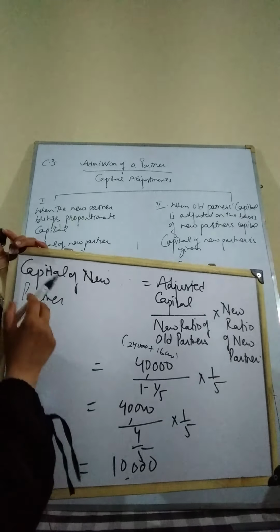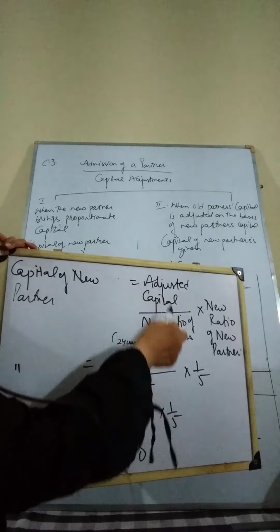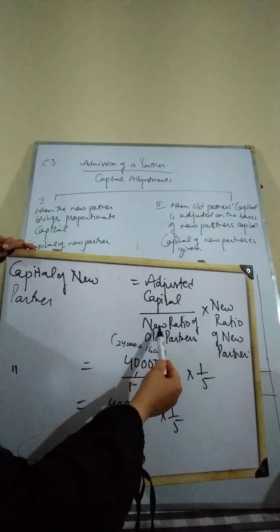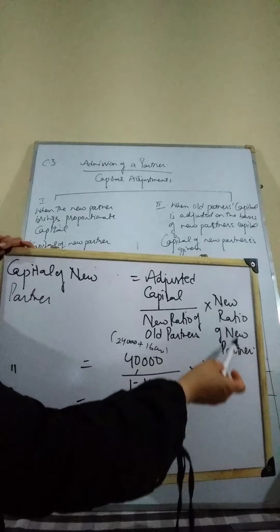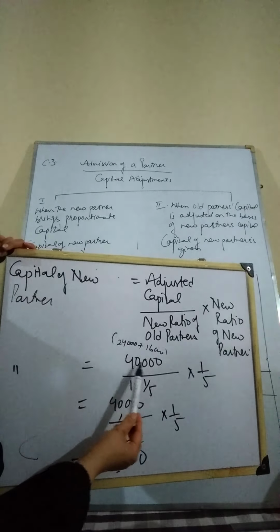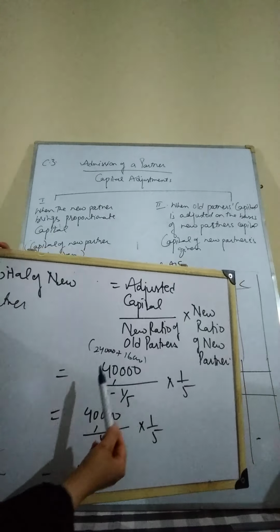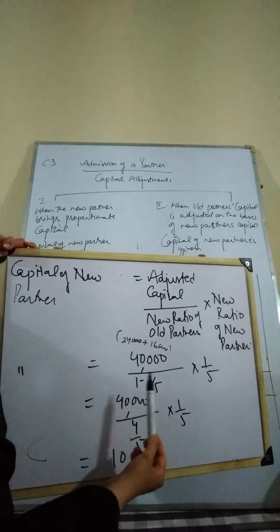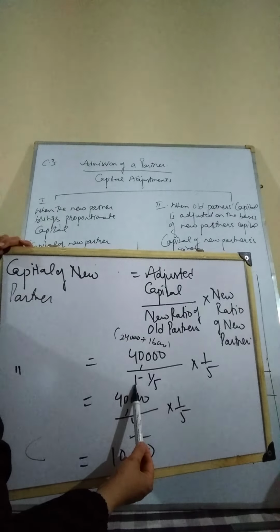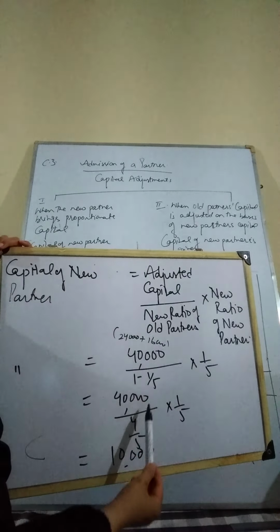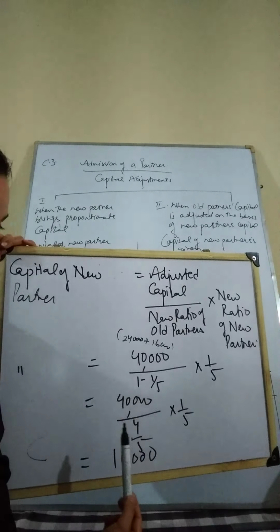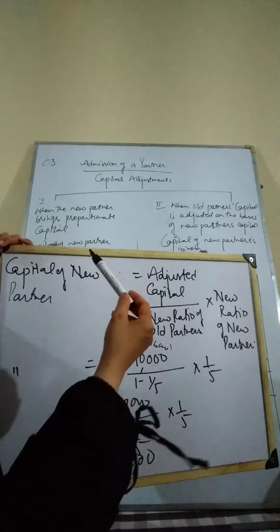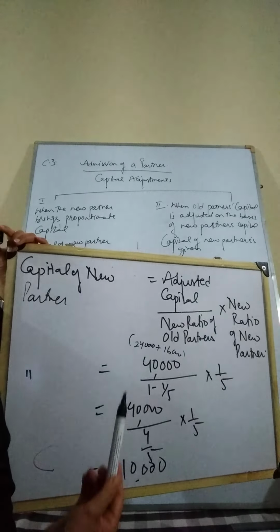I'll explain once more. Capital of the new partner shall be calculated by this formula: adjusted capital of old partners divided by new ratio of old partners multiplied by new ratio of new partner. Adjusted capital of both the partners after all adjustments is 40,000, because 24 plus 16 in this question. Then the new ratio will be 1 minus 1/5. If the entire firm's profit is 1, after giving C's share, the remaining share will be 4/5, which is the share of A plus B, multiplied by the new partner's share, and the new partner's capital shall be 10,000. Now how are we going to represent the new partner's share?